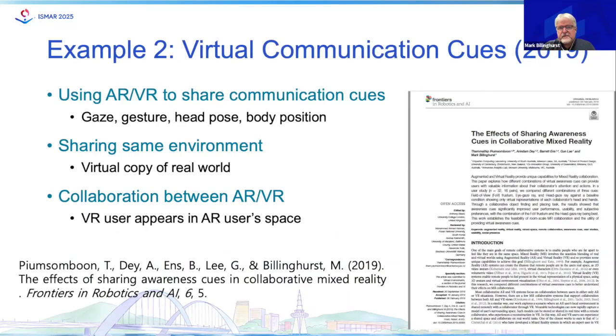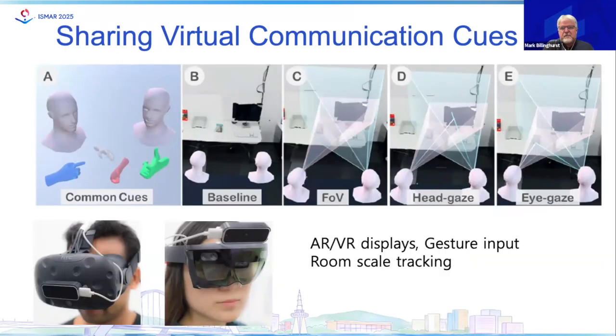So this is an experiment we did ourselves, and this is looking at communication cues. Measuring task performance and measuring user preference is very easy, but there are some richer cues or measures you can capture. In this case, we had people collaborating between AR and VR.